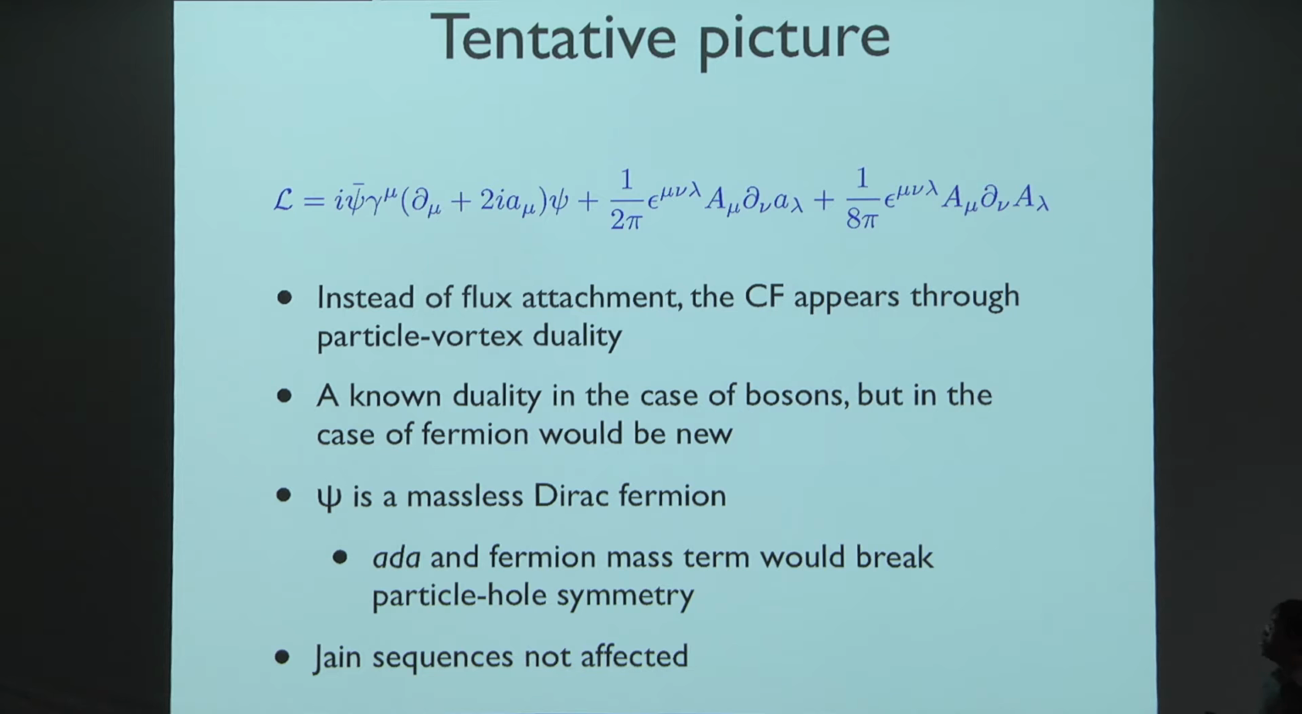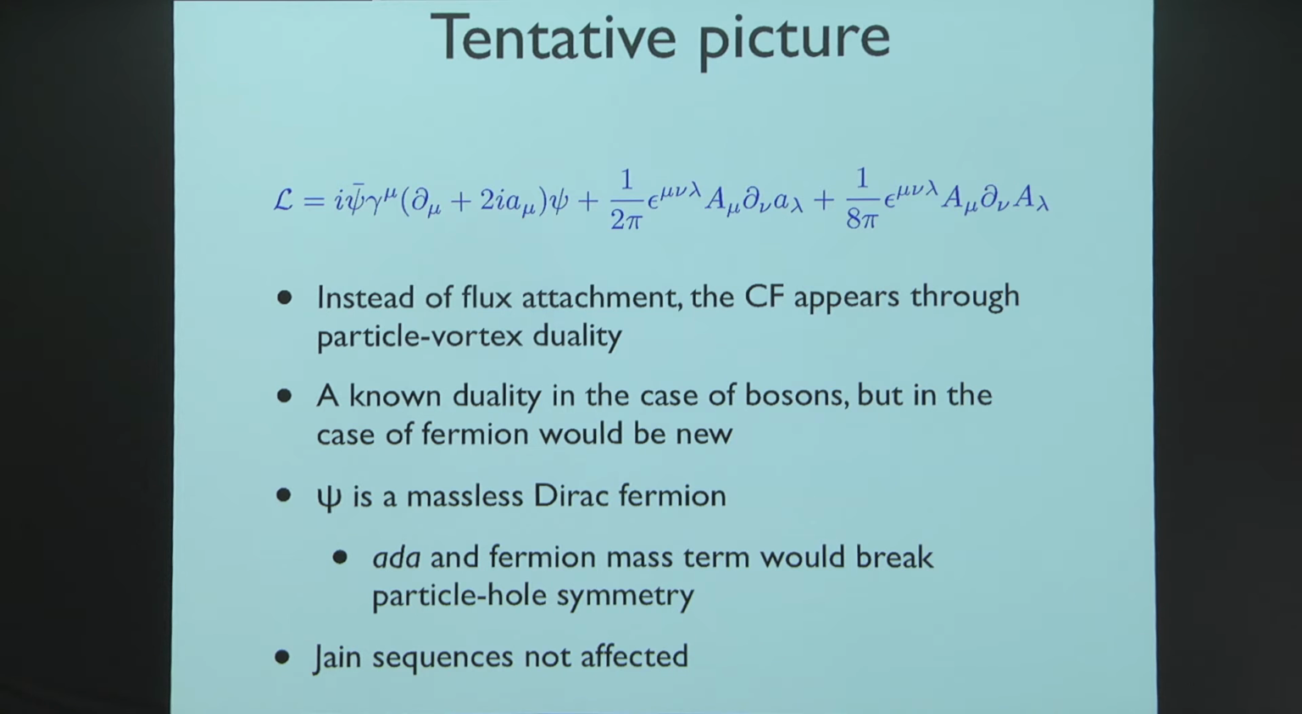At least if we don't think about configurations of little a that can have monopoles in it, then this should not be a problem. A d a and the fermion mass would break particle hole symmetry. Let's talk about that maybe later. The Hall conductivity would not be affected if one thinks about this theory.